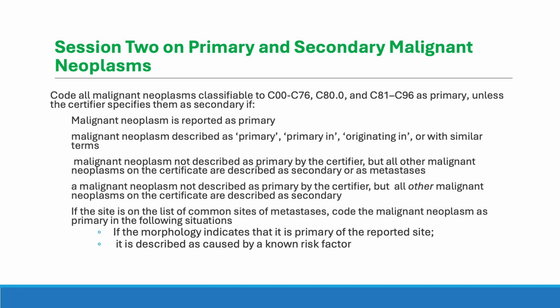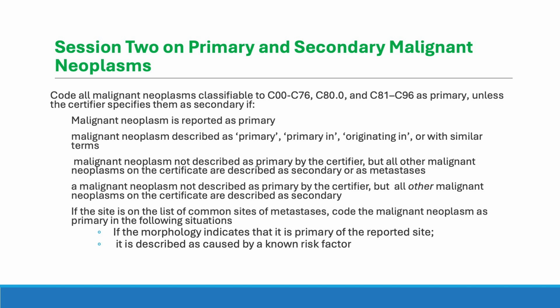Session 2 focused on the classification of primary and secondary malignant neoplasms. The guidelines provided instructions for coding malignant neoplasms classifiable to the ranges shown. These neoplasms are to be coded as primary unless explicitly specified as secondary by the certifier. The session outlined several scenarios where malignant neoplasm should be coded primary.